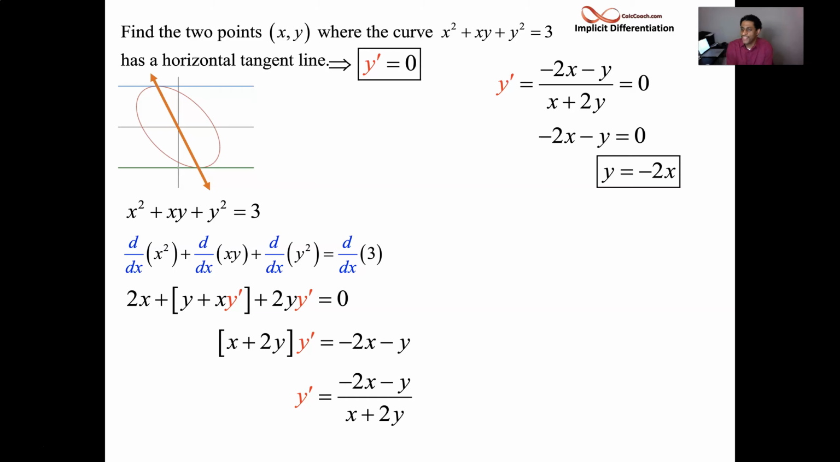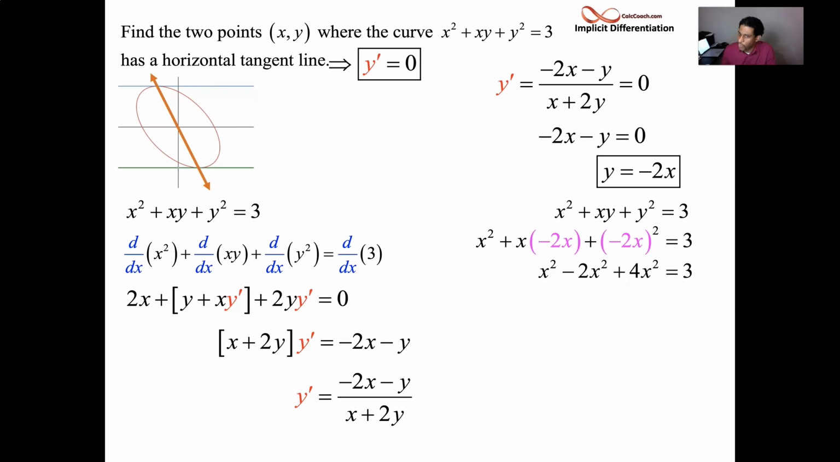What are we going to do with this? Find the intersection between y equals negative 2x and our curve. Replace all the y's with negative 2x in our curve. We'll have an equation just in x, and we can solve. We'll have x squared minus 2x squared plus 4x squared. Oh, that's convenient. Is equal to 3. When you add those all together, you get 3x squared equal to 3.